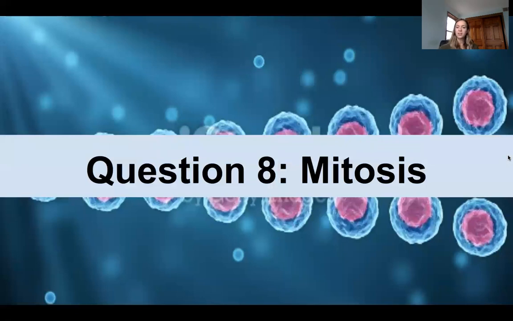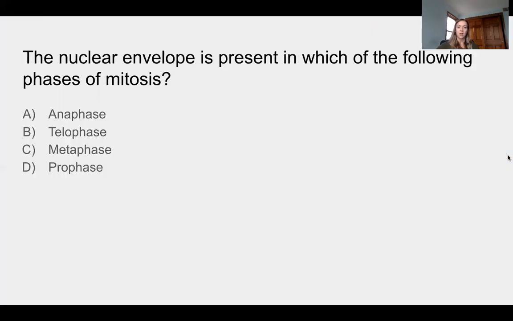All right, so now we're going to dive a little more specifically into mitosis. So here we go. The nuclear envelope is present in which of the following phases of mitosis? Anaphase, telophase, metaphase, or prophase? Probably not super helpful that I didn't put those in order for the answers, but that's all right. Take a minute here, pause the video, and answer the question.